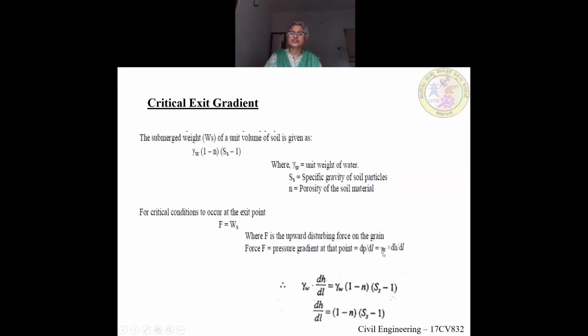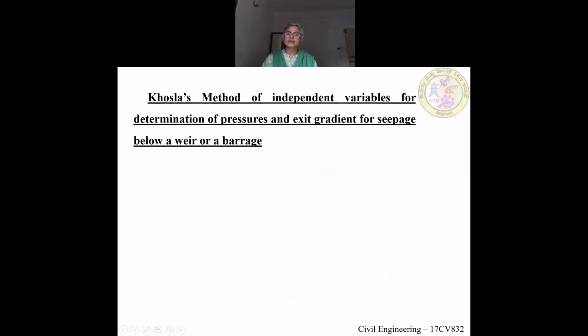That disturbing force is given by gamma W dH by dL, which is written on the left hand side, and on the right hand side the expression for Ws is known. So that is written here, gamma W gets cancelled. So dH by dL, the pressure gradient or the hydraulic gradient, is equal to 1 minus N. This is the critical exit gradient, which is equal to 1 minus N into Ss minus 1. This is the condition. This one you have to remember.